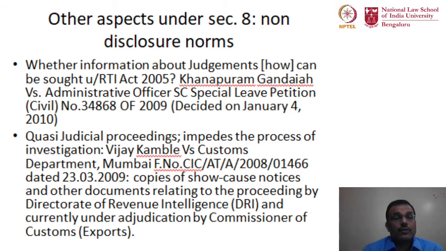Friends, to continue with other aspects of the exemptions provided under Section 8 of the Right to Information Act, one would deal with Section 8(1)(b), in which the law provides that information which has been expressly forbidden to be published by any court of law or tribunal, or the disclosure of which may constitute contempt of court, is also exempted under Section 8(1)(b) of the Right to Information Act.